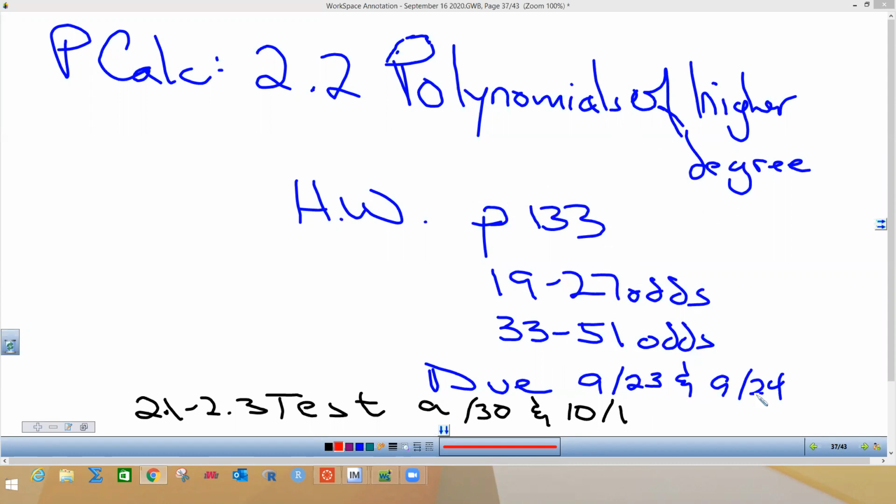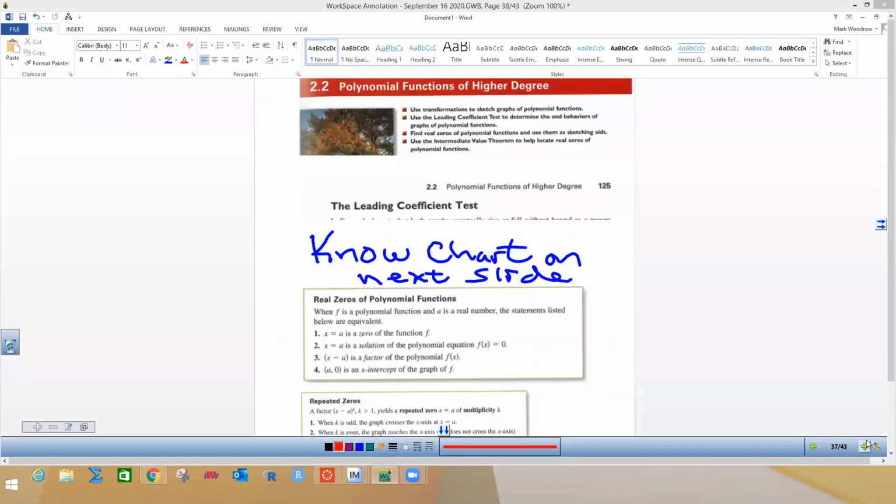It'll be due on Wednesday. And the people on Tuesday will be due on Thursday. And again, we have our next test on 9th, September 30th, October 1st. So I'm going to look at this real quick.